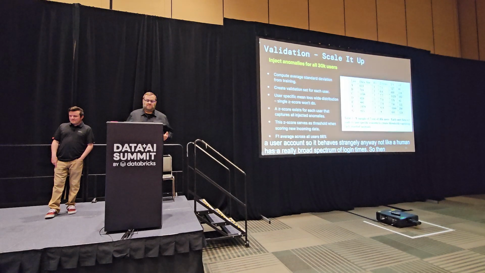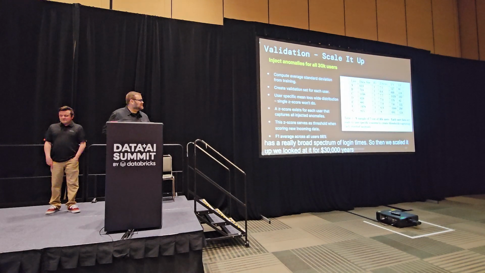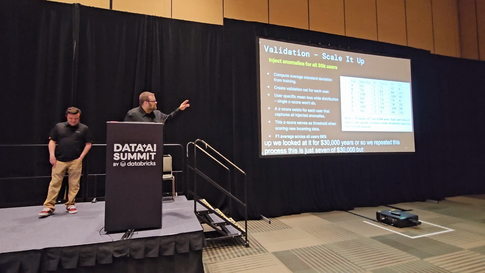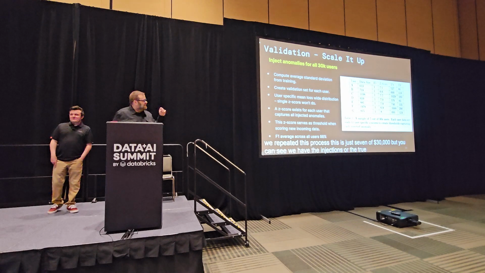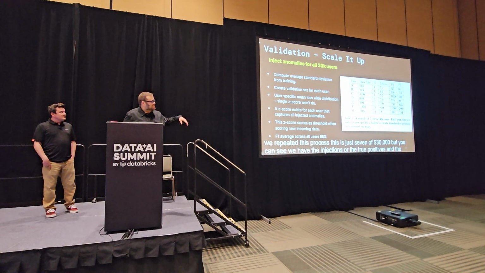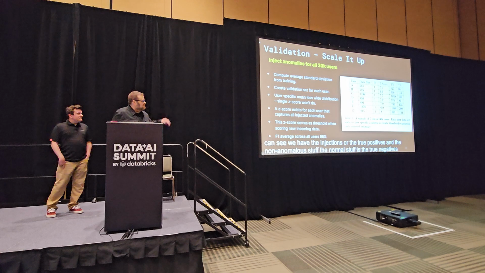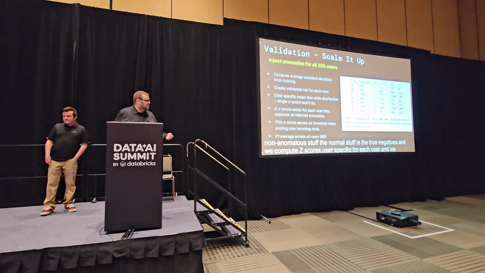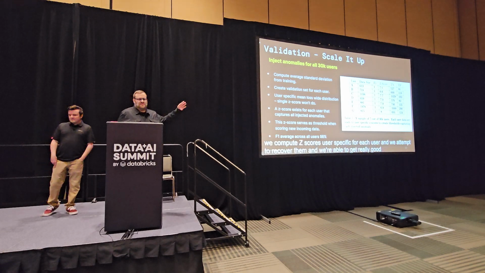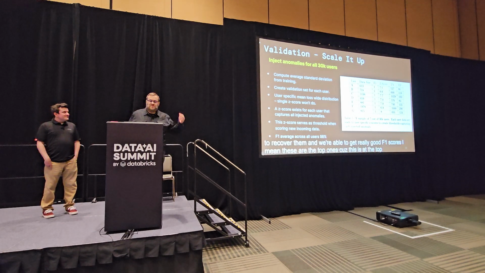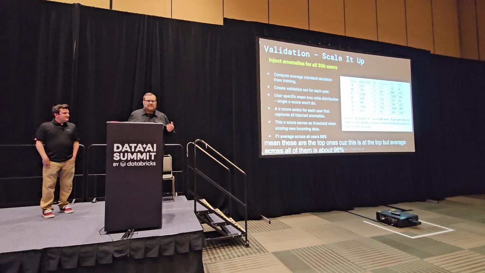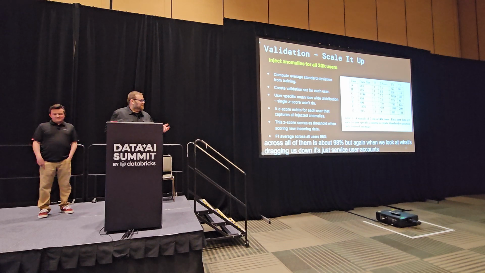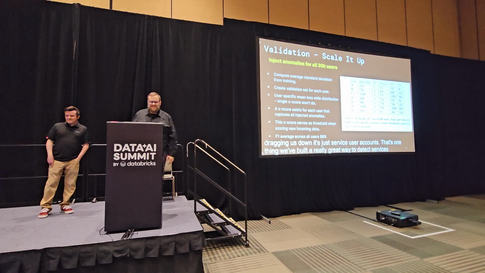Then we scaled it up. We looked at it for 30,000 users, so we repeated this process. This is just 7 of 30,000. You can see the injections are the true positives, and the non-anomalous, normal stuff is the true negatives. We compute user-specific z-scores for each user, and we attempt to recover. We're able to get really good F1 scores. These are the top ones, because this is at the top, but the average across all of them is about 98%. But again, when we look at what's dragging us down, it's just service user accounts. So it's one thing that we built a really great way to detect service user accounts.